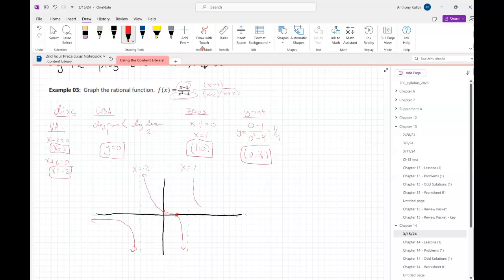And then my last part of my graph should either look like this or like this. How am I going to check? I'm going to do another test value. Let's do +3. Gives me a positive in the numerator and a positive in the denominator. Yep.